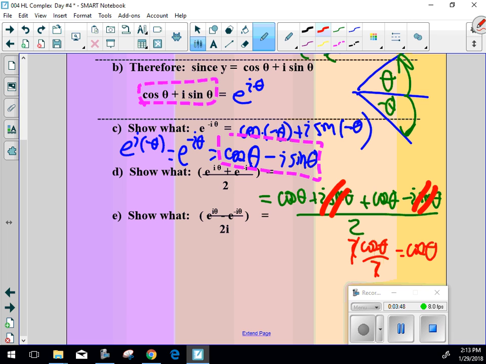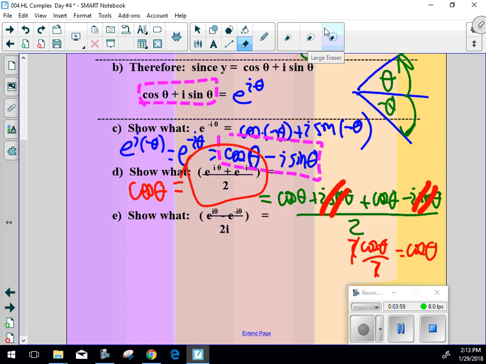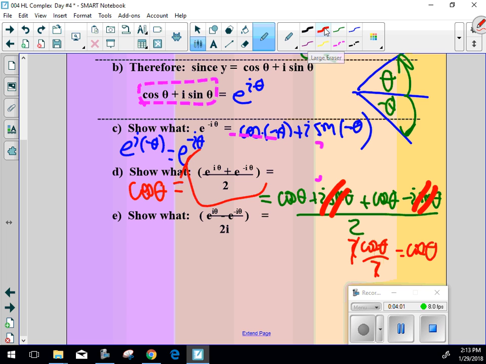Wait a minute, wait a minute. This is what cosine is? Huh? You probably saw that on the internet somewhere, or maybe even Wolfram Alpha when you're defining cosine. They'll define it this way, as e to the i theta plus e to the negative i theta over 2. Isn't that cool? I think that's pretty cool.